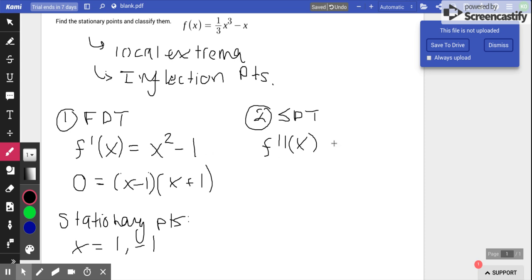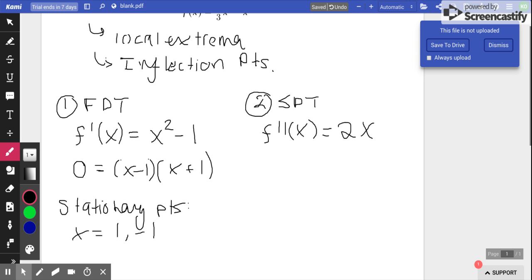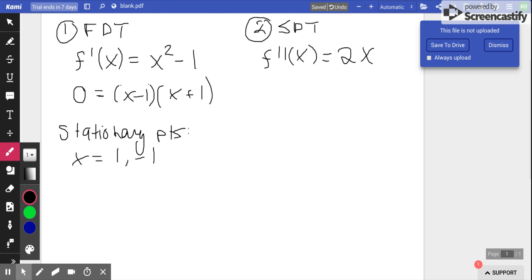Therefore, we get the derivative of x squared is 2x. The derivative of 1, just like any number, is 0. So that would be your second derivative. And now I would do my number line to figure out what this is equal to. First one is -1. Second one is +1.